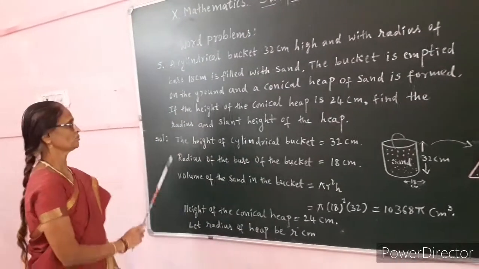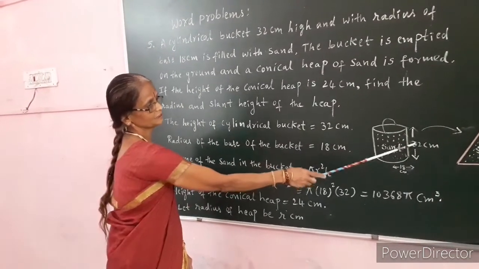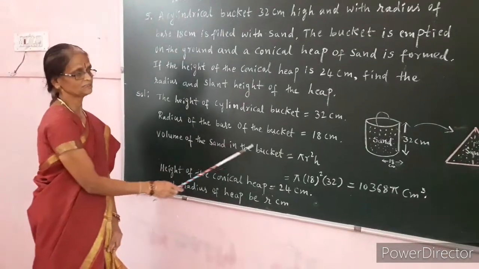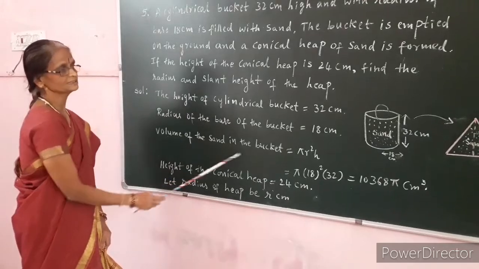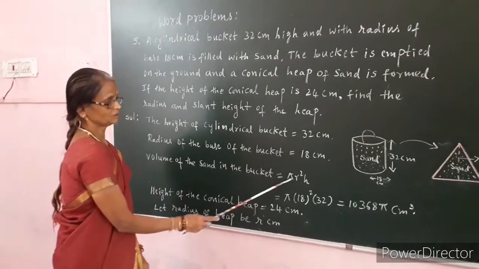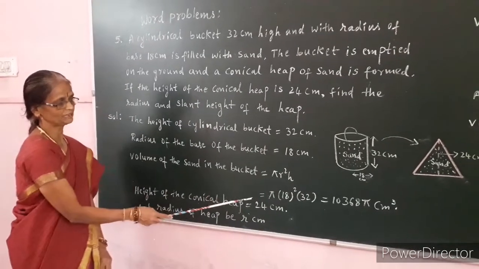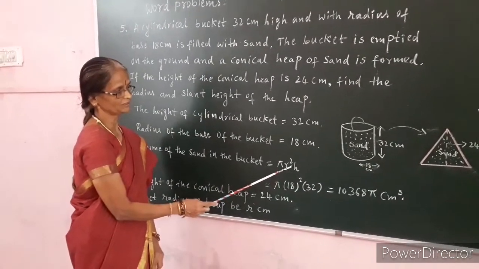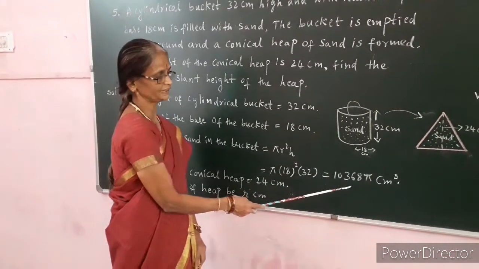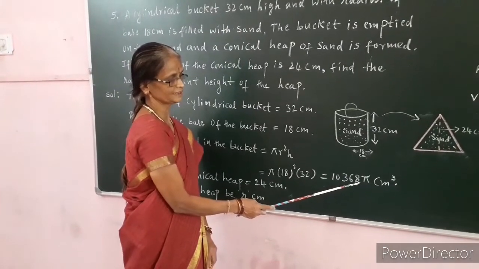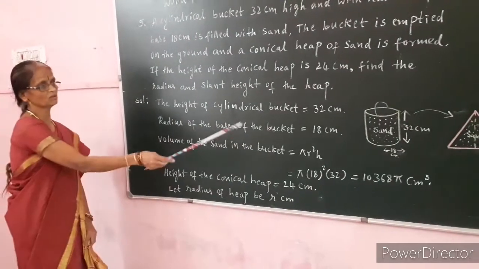Now we have to find out what they have given. The height of the cylindrical bucket is given, that is 32 cm, and radius of the base of the bucket is 18 cm. Find out the volume of the sand in the bucket, equal to pi r square h. Volume of the cylinder is pi r square h. Substitute the values: pi into r value 18 square, h value 32. On simplifying, we will get 10,368 pi centimeter cube. Then we come to the conical heap.